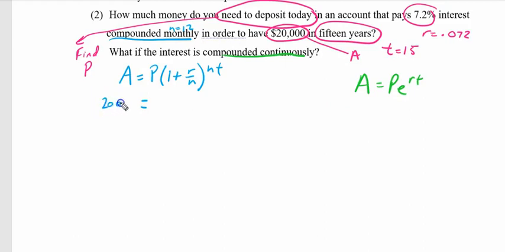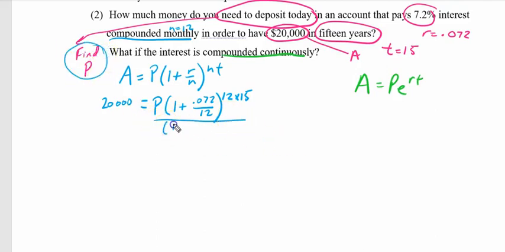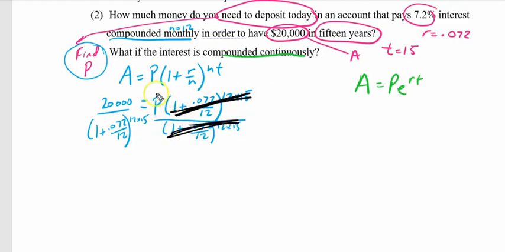A is 20,000 times P, because we don't know what P is. That's what we're trying to find. 12 and to the power of n times t. Now, we want to find P, so what I need to do here is divide both sides by what P is multiplied by. So when you do that, these cancel, and you're left with P. And so P is going to be equal to this.